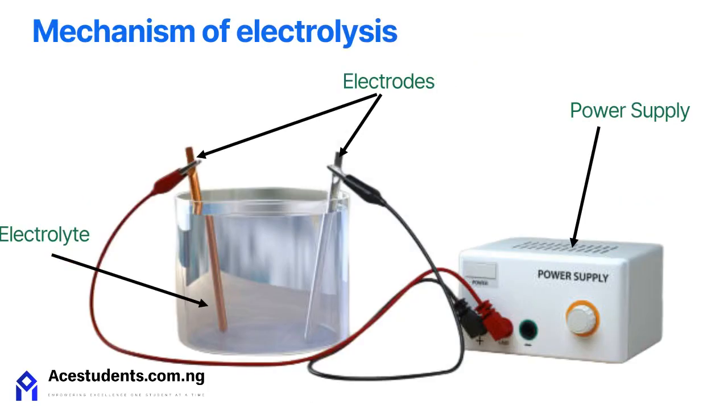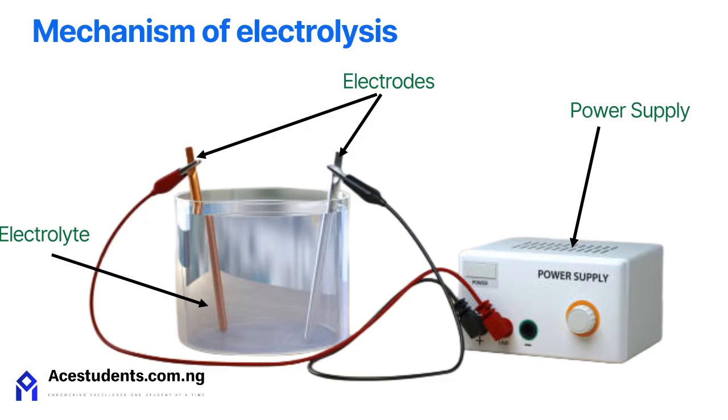Now, let's look at how electrolysis works. To carry out electrolysis, three main parts are needed. First, an electrolyte, which is an ionic compound that is either molten or dissolved in water so the ions can move freely.